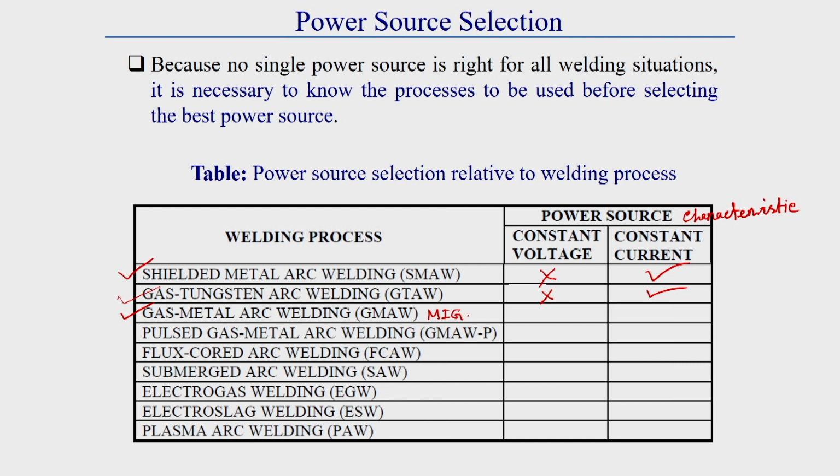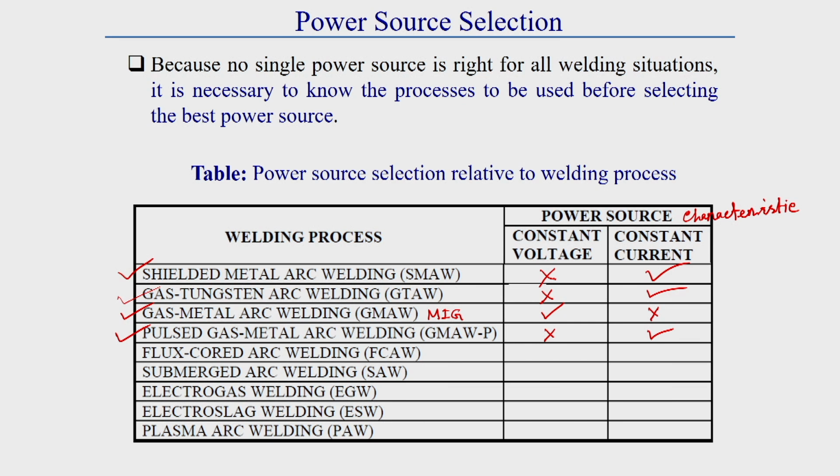Gas metal arc welding uses a consumable electrode. That is why, for these gas metal arc welding techniques, we should generally use a constant voltage power source characteristic. Here, a constant current power source characteristic is generally not preferable. Similarly, in the pulse gas metal arc welding process, constant voltage is generally not preferable, because there is a pulse of current. Here, a constant current power source characteristic is preferable.